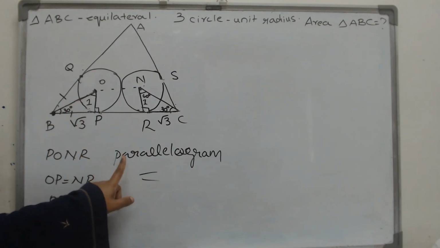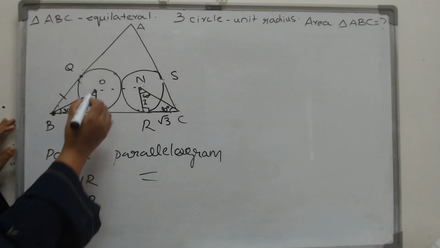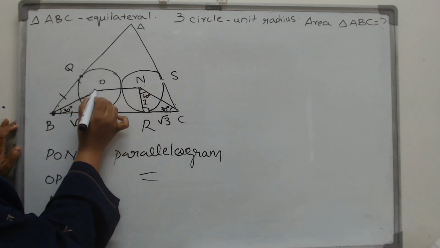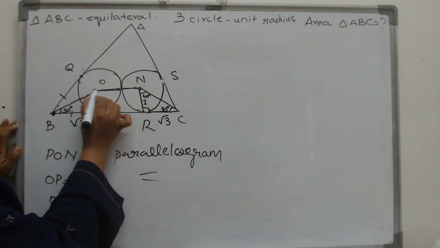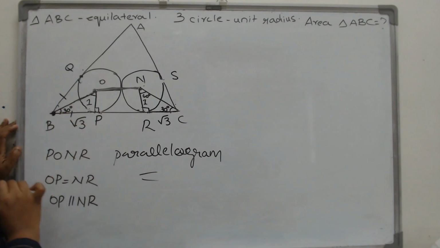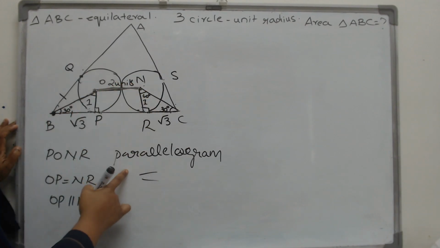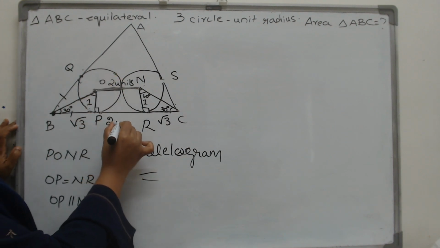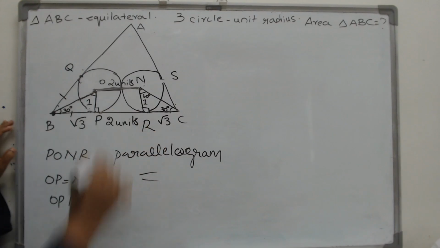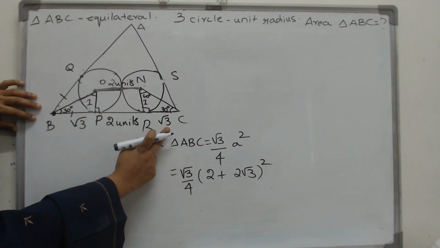So PONR is a parallelogram, which means opposite sides are equal. But what is ON? You have a 1 unit here and you have a 1 unit here, because this is the sum of the two radii. So totally you have 2 units here. It is a parallelogram, which means opposite sides are equal. So here also you have 2 units. So BC is root 3 plus 2 plus another root 3.